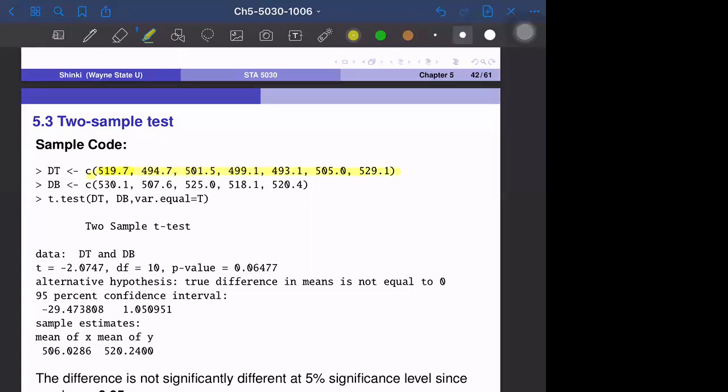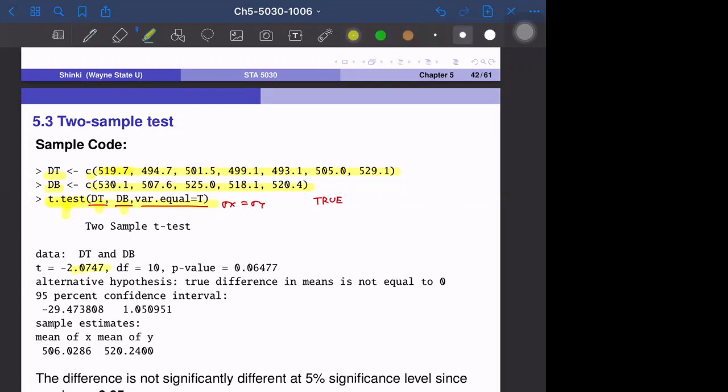Then we define these 2 vectors, the Detroit and the Dearborn, and we can do the t-test by the t.test function, and we put dt and db. Actually the function itself is the same as in section 5.1, but we have 2 arguments: first sample and second sample. To assume sigma x is equal to sigma y, we have to specify the option var.equal equal to T or TRUE. Then you get the t statistic.